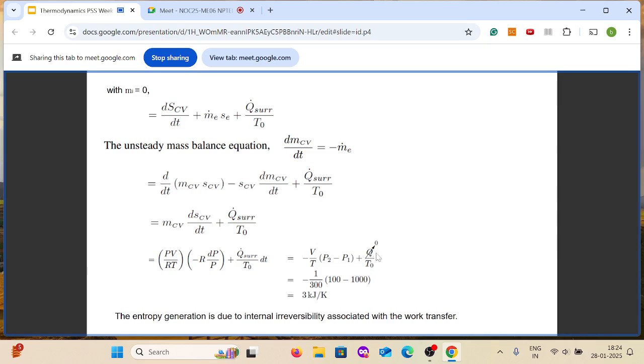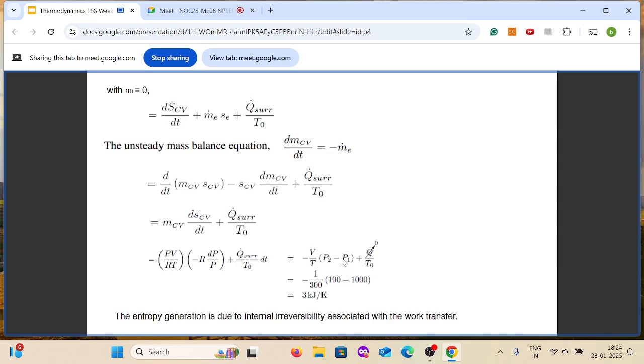Here, since the work which is coming in is electrical work, this Q will become 0. So the electrical energy which is coming in is work. Your work done on the system will not come into the entropy, but heat transfer will generate entropy. So this Q is 0 because there is no heat interaction, it's an insulated vessel. So this will come out to be 3 kilojoule per Kelvin. That is the entropy which is generated during this process.